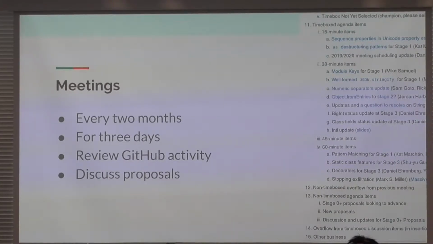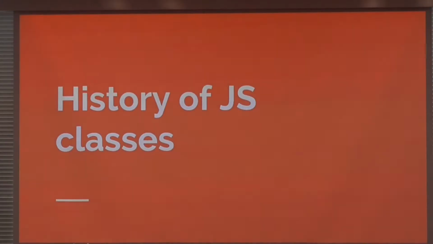But in addition to GitHub, we also have meetings. Every 2 months we meet for 3 days to discuss both things that are going on in GitHub, as well as bigger proposals that happen outside of the main repository. So let's talk about how classes came into JavaScript through TC39.